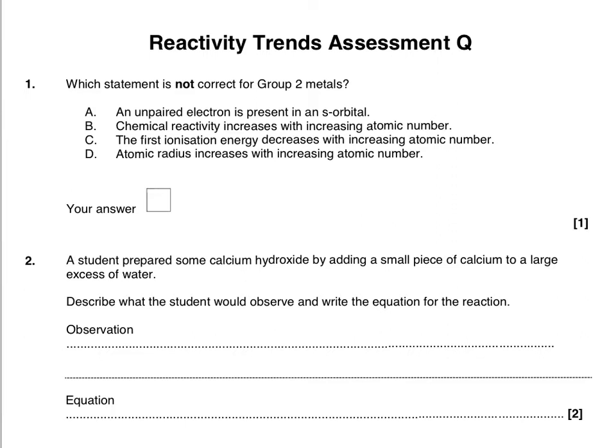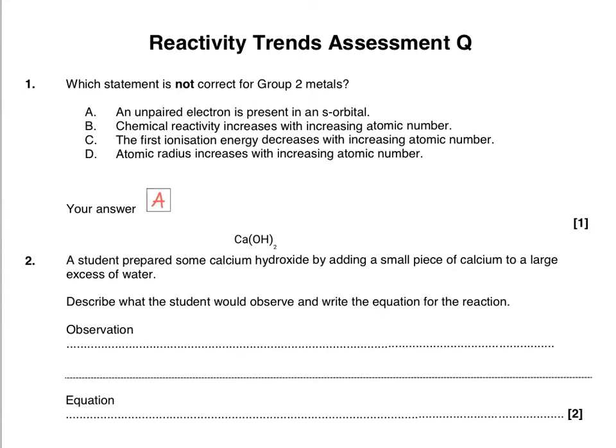Which statement is not correct for group 2 metals? It's really important to remember that you're looking for an incorrect answer. Now luckily in this case, looking at each individual answer, the first one you come across happens to be correct, because an unpaired electron present in an s orbital suggests an s1 configuration instead of an s2, which would mean a group 1 element. So because the question asked us which statement is not correct, this must be the correct answer. Okay, so let's go on to the next one.